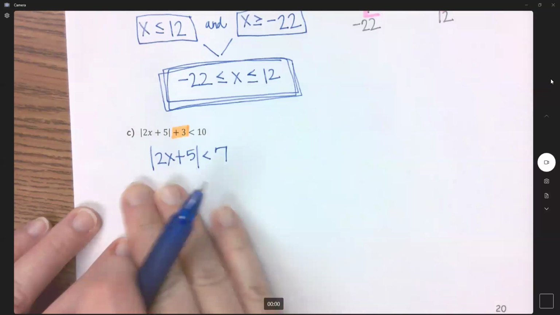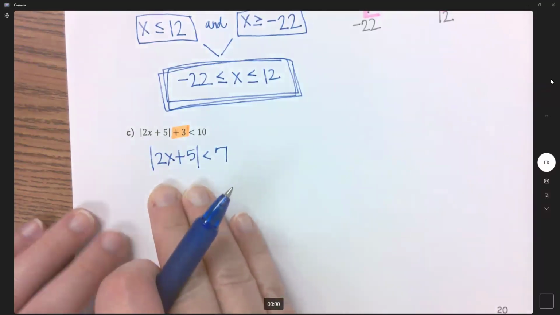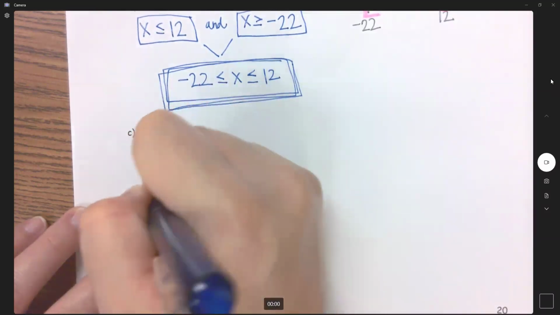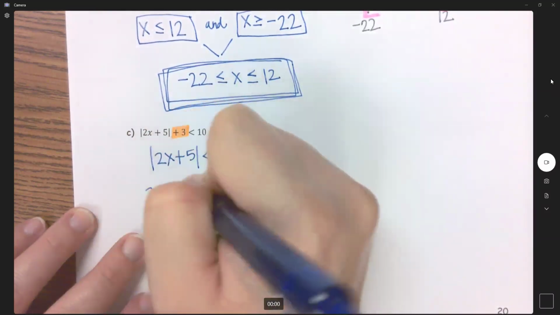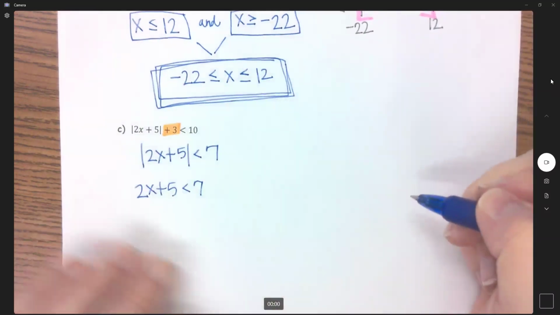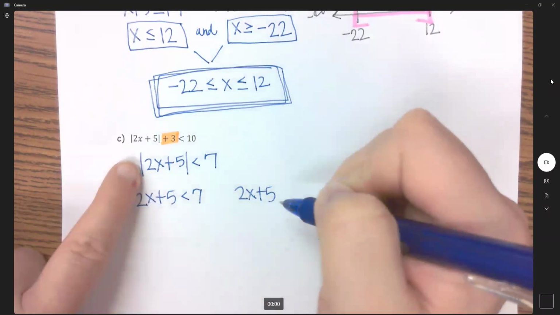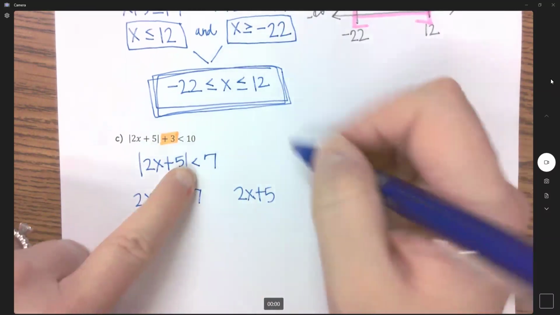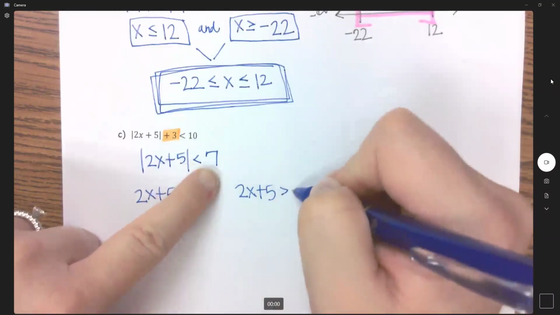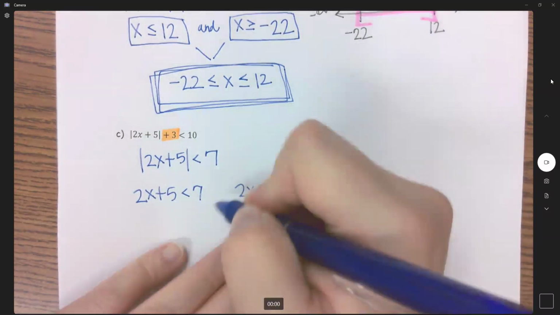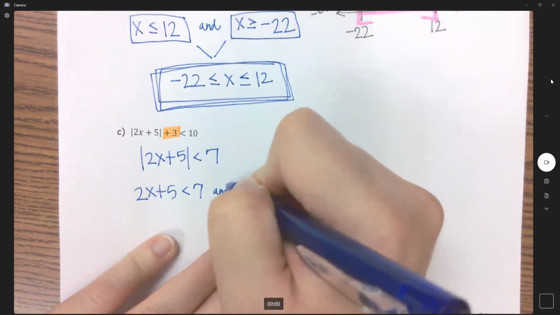So now that that absolute value is isolated, break this up. The first equation looks exactly like this without the bars. So we have 2x plus 5 is less than 7. My second equation is still 2x plus 5. This still comes out of your absolute values, but now we're going to flip this symbol and make this negative. And this is another "and."